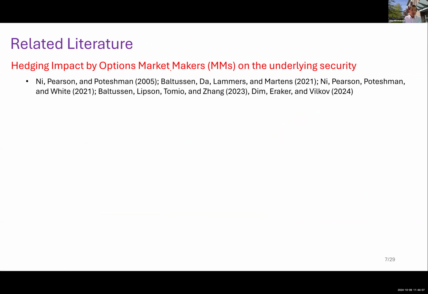Our paper here is really showing the hedging impact of market makers on the underlying index volatility. This literature has been established long ago. Neil has a paper long ago looking at how the hedging is impacting the underlying stock price on the day of expiration. And we are a part of this literature.